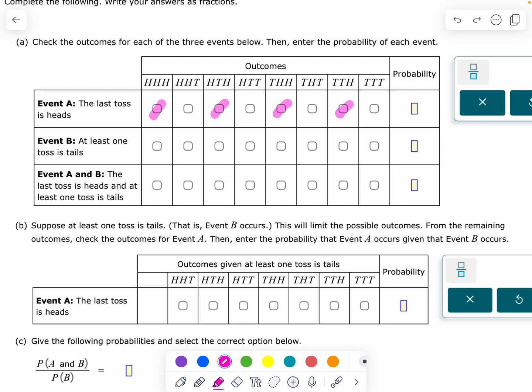Now, event B, at least one toss is tails. Well, it can't be this one because there's no tails, but this one does. This one has a tails, that one has a tails, that one, that one, that one, and that one. Okay.